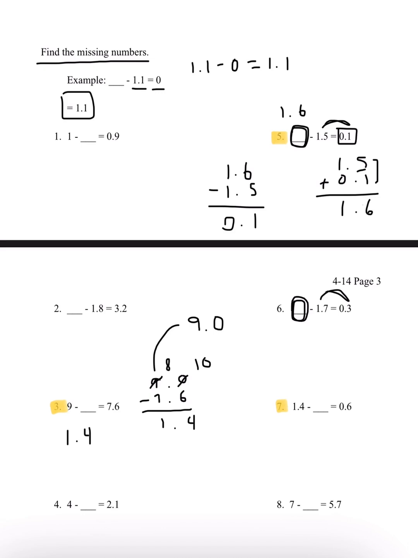So number 7, our blank is in the second, so we're going to be subtracting and not adding. So 1.4 minus 0.6. You'll be turning this into a 14, and 1 becomes a 0. So 14 minus 6 is 8. Don't forget the decimal point, and we just have a 0. So our blank number is going to be 0.8, which is our answer.